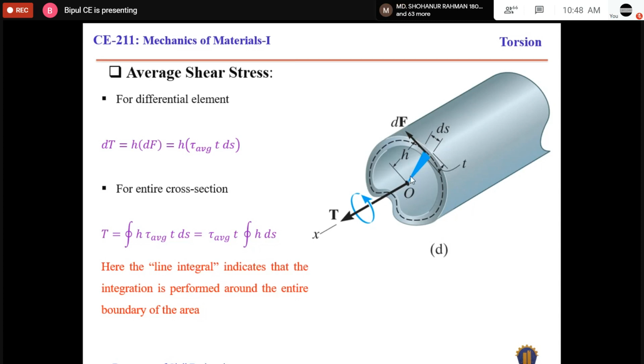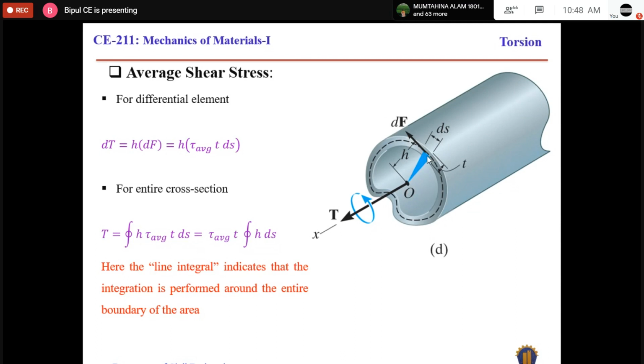Now we can consider a small segment. The length of the segment along the perimeter is ds, and the shear force acting on this small element is dF. So this force will create torsion along this axis of rotation.